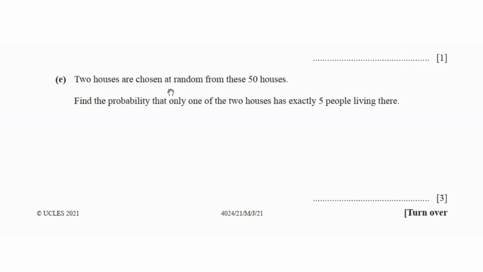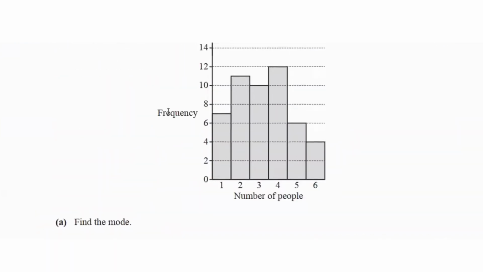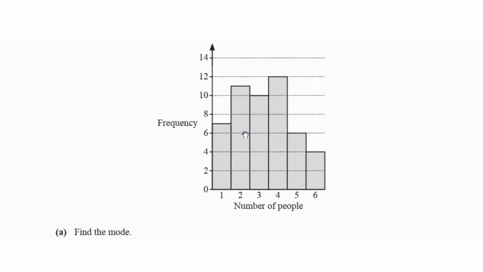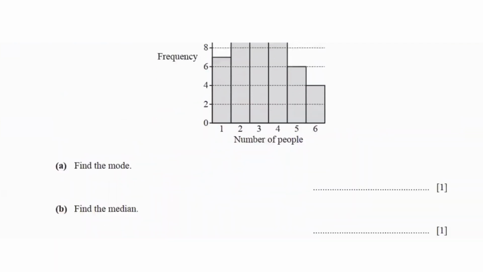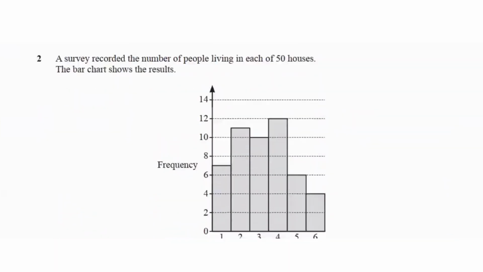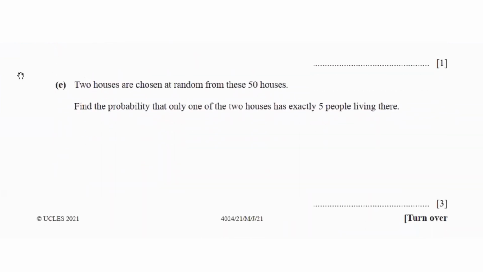Then it says 2 houses are chosen at random from these 50 houses. Find the probability that only one of the 2 houses has exactly 5 people living there. So since only one of the 2 houses is going to have exactly 5 people living there, for 5 people, our frequency is 6. And the total frequency is given as 50. So our probability is going to be 6 over 50.